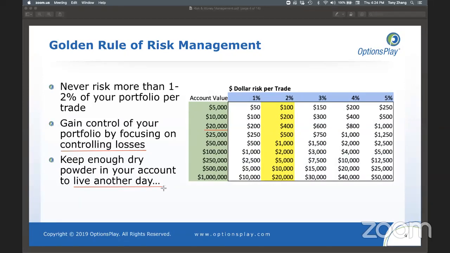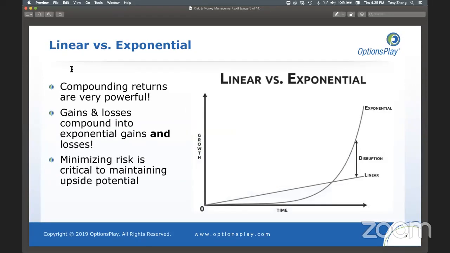Because if you can't trade another day, it doesn't matter how good of an idea you have or how great your technical analysis skills are, you won't have enough money to deploy into the market. So the most important thing to do is to make sure that you maintain enough capital to continue deploying your capital in the markets. The only way to do that is by focusing on managing your losses, and the only way to do that is by risking no more than 1 to 2% of your account per trade. Now that we've gotten that out of the way, I want to talk about why that's the case.